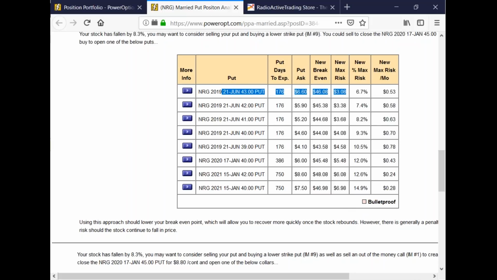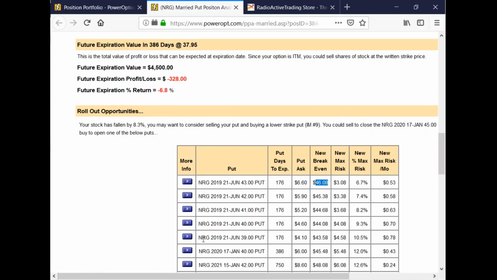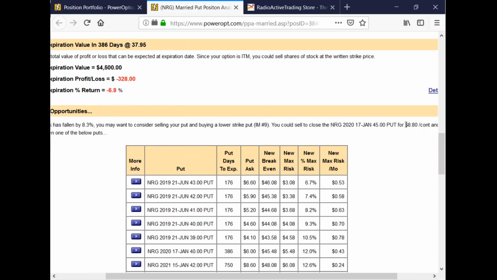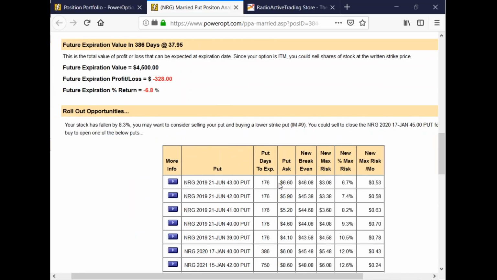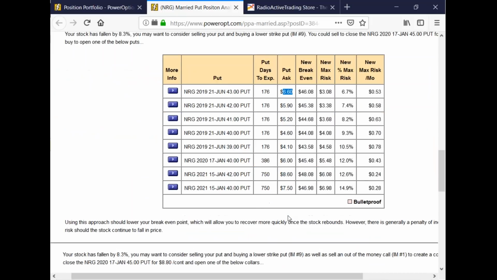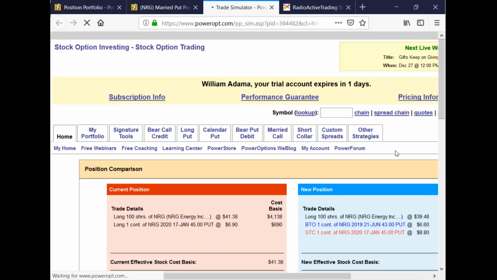But this one is kind of attractive, isn't it? It's a thought. I could lower my cost basis by about $2.50. My risk stays about the same. Yes, I have shorter time, but a faster way to break even. It's almost like averaging down the stock, but I'm getting paid to do it. How am I getting paid to do it? I can sell my January 45 that was properly structured for $8.80 and buy this put here for $6.60. I'm lowering my break even by that $2.20, $2.40. That's taking in income, even though it doesn't look like it, but it's taking in income on my position.